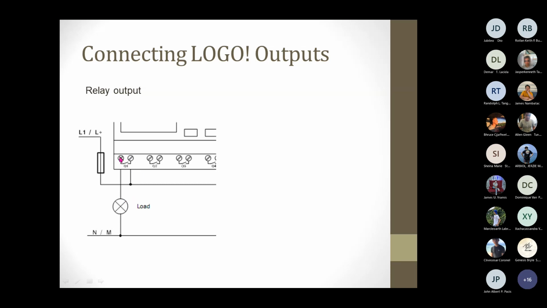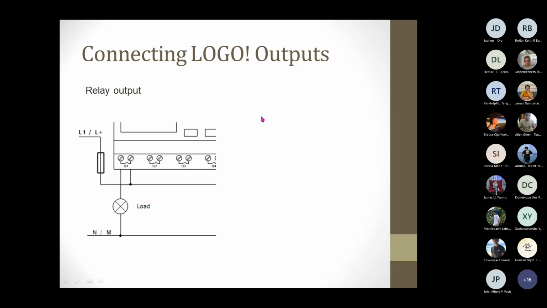Okay, actually it's connected in this way. One end of the load terminal is connected to one of the relay outputs, and then the other terminal of the relay output to the source, and then the other terminal of the load to the other line of the source. So basically, if the PLC has a relay output, we just connect the load in series with the relay output of the PLC.